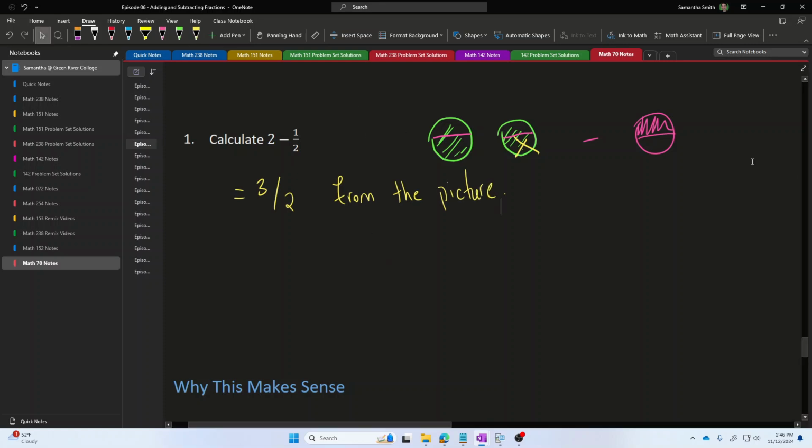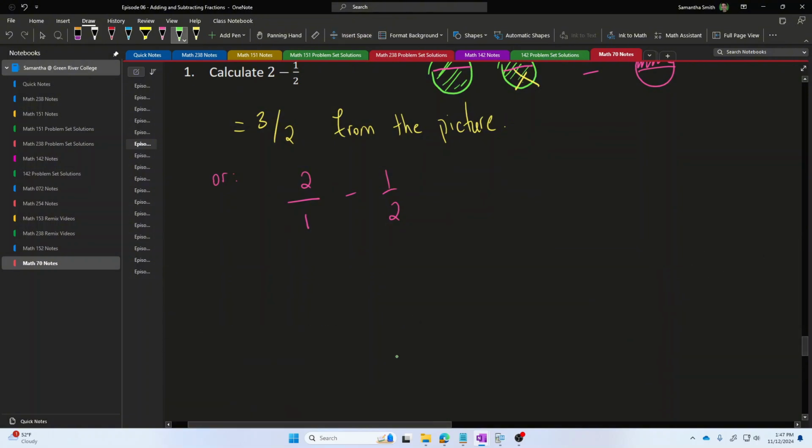If I wanted to do this calculation manually, not from the picture, then I could think about 2 as 2 divided by 1. At the moment, these two quantities do not have the same denominator. So what I could do is rewrite this first fraction and change it so that it has a denominator of 2, same as the other fraction. So for example, I could turn that 1 into a 2 by multiplying it by 2, and then I would do the same thing to the numerator.